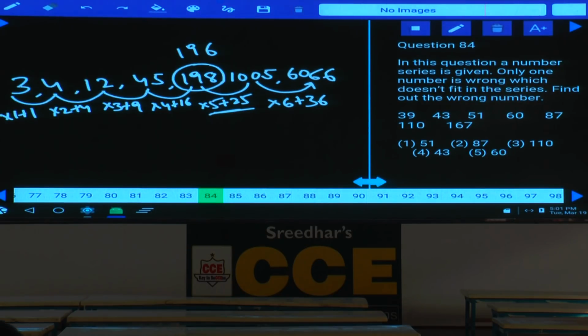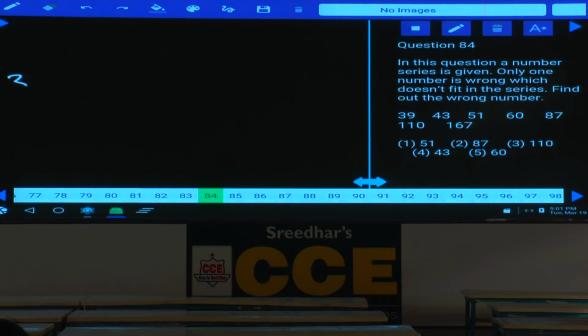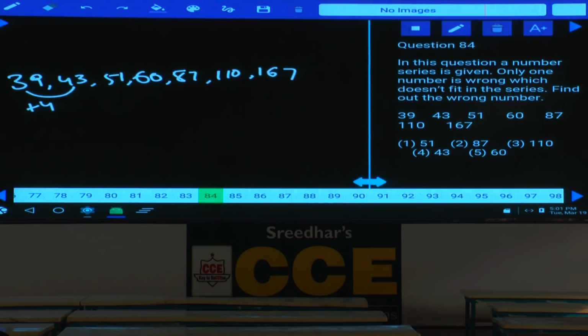Then question number 84. Now in this 84, the numbers are increasing at a smaller rate, hence it must be under difference. Then what is the difference between 39 and 43? The difference between these two is 4. And the numbers are 51, 60, 87, 110 and 167. 43 and 51, the difference is 8. And 51 and 60, the difference is 9. And 60 and 87, the difference is 27. And this one, 13 plus this will be 23. And the next one 57 is the difference, isn't it? Then tell me what can be your answer here.